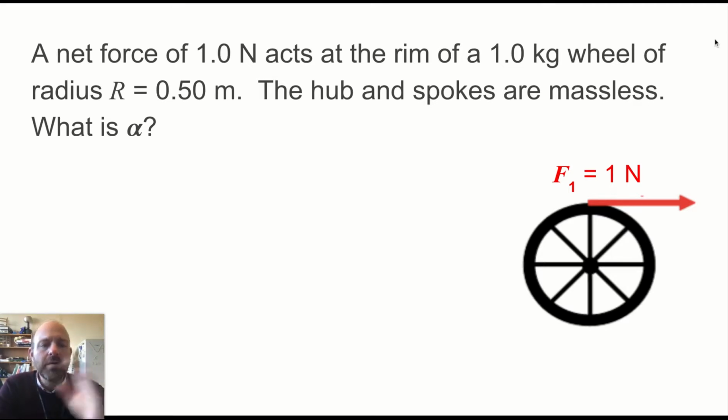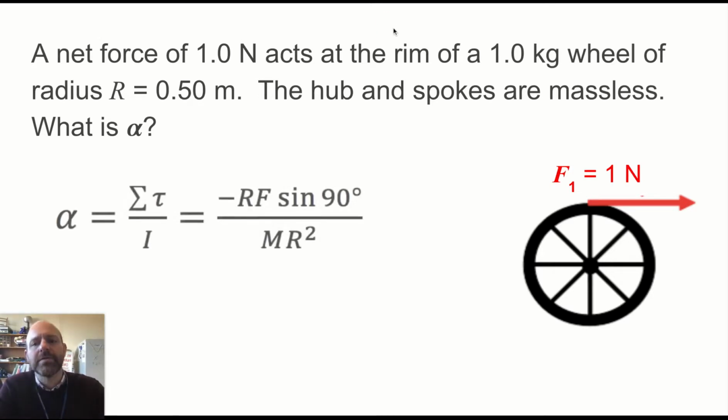So if you imagine a wheel, and you say we've got a net force of 1 Newton acting at the rim. This is providing the maximum torque it could provide because it's perpendicular to the r vector. The wheel itself has a mass of 1 kilogram and a radius of 0.5 meters. We're going to call the hub and spokes in the middle massless so that it's just a hoop for a simple moment of inertia calculation.